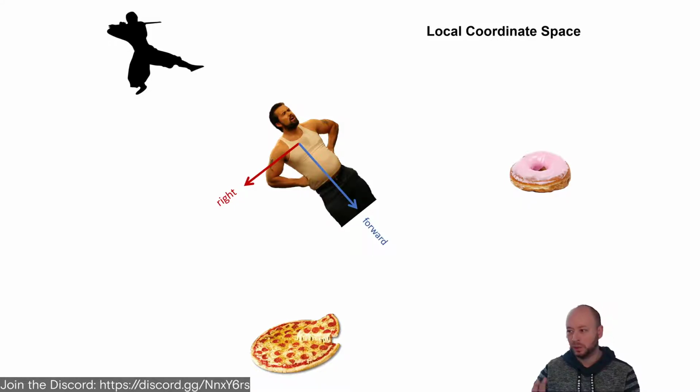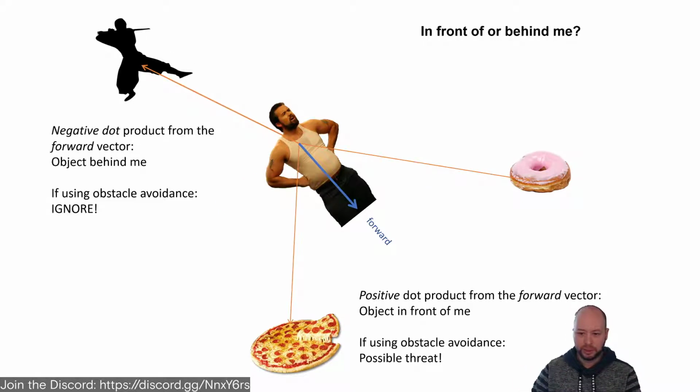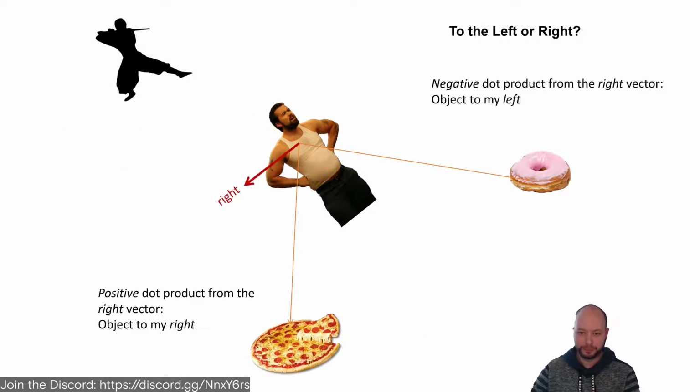Say I want to know what to avoid, what's behind me, what's in front of me, how do I get to the donut. Knowing that the dot product between my forward direction and the donut is positive means it's in front of me, whereas the ninja is behind me, because it's negative. And that way, if I'm writing an application like a game and I want to know what's behind me, what the agent can see and what they can't see, and then knowing which direction to go, we can figure out what to do.